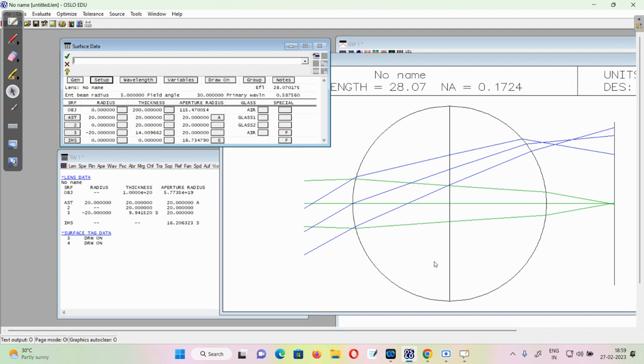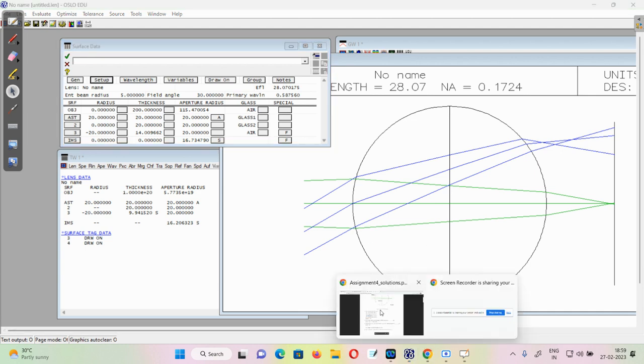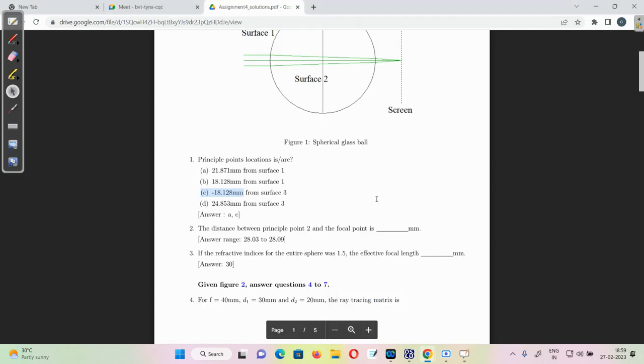Okay? Hope that is clear. If it isn't clear, just tell me. Now, if the refractive index of the entire sphere was 1.5, what will the effective focal length be?